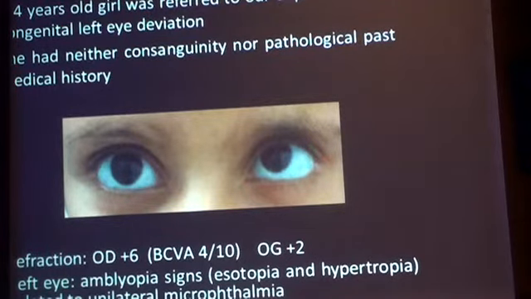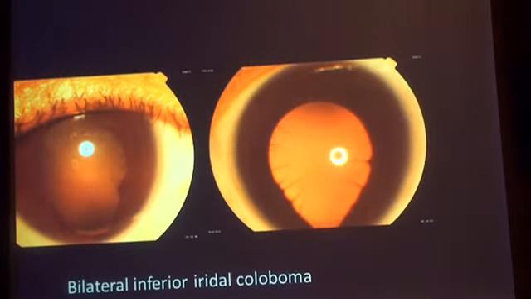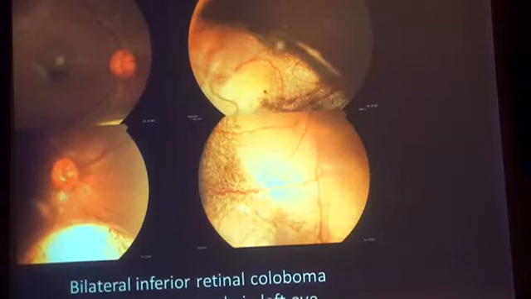And we notice in the left eye amblyopia signs such as esotropia and hypertropia related to unilateral microphthalmia. Ocular examination found a bilateral inferior iridal coloboma, and in the fundus examination we noticed bilateral inferior retinal coloboma involving the macula in the left eye. So what is this entity, please?